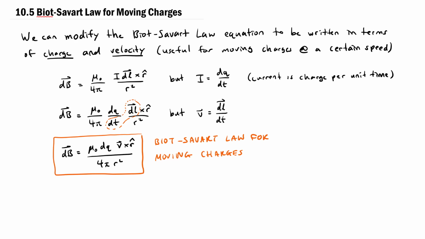And so now we have two different versions of the Biot-Savart law that we can use for different scenarios. Pick the one that is most suitable for the question, and then move forward to calculating your magnetic field.